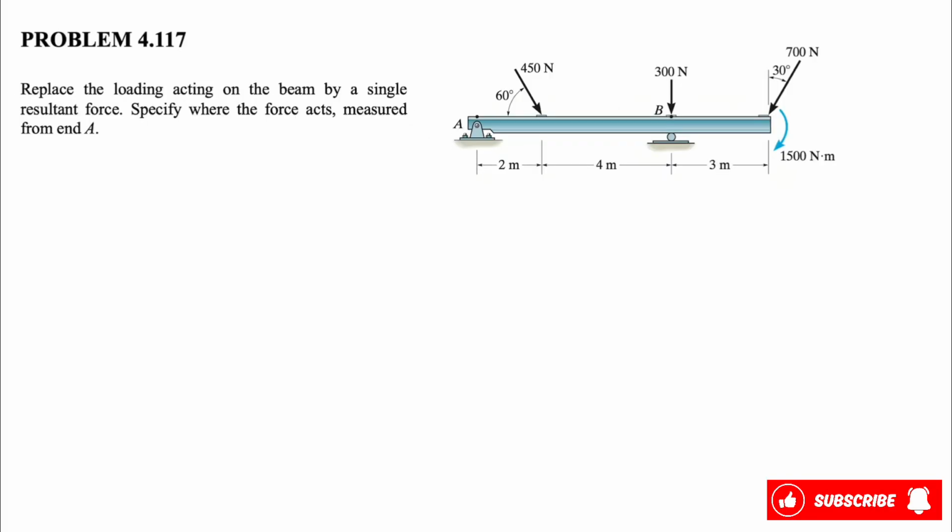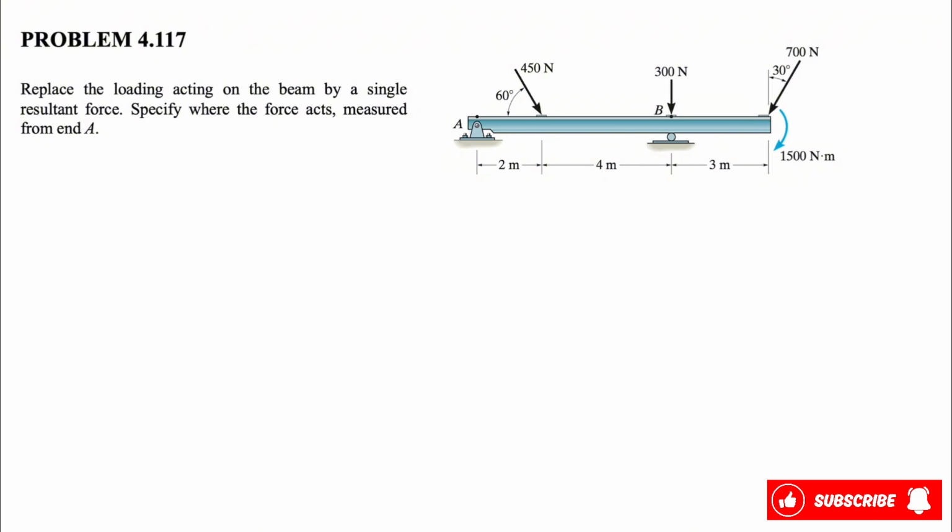Okay, welcome back, guys. So we have a question from chapter 4, and we need to replace the loading acting on the beam by a single resultant force, and we need to specify where the force acts, and find that distance from point A.